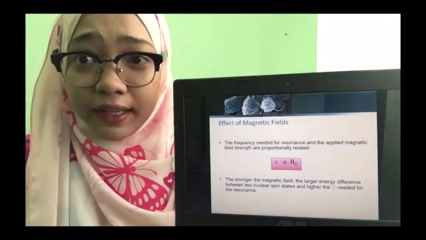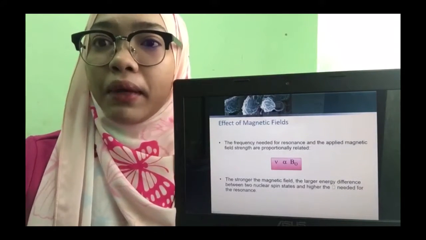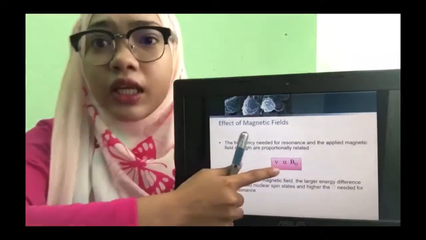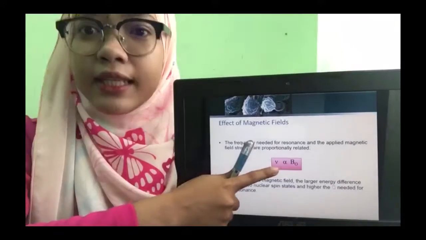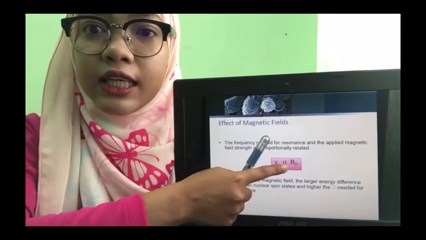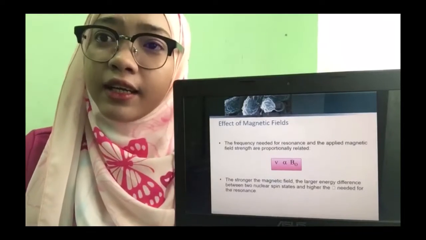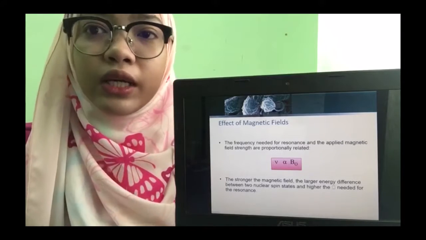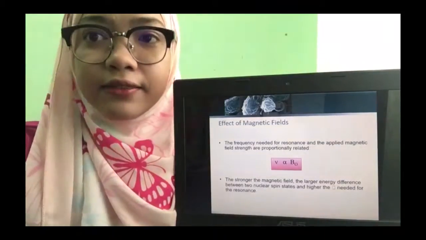So, in effect of magnetic field, we must know that the frequency needed for the resonance and applied magnetic field strengths are proportionally related. As we can see in the picture here, this ν is the frequency needed for the resonance and the B naught is the magnetic field strength. So they are proportionally related. Why? It is because when the magnetic field is stronger, there is a larger energy difference between two nuclei in spin states, and this will cause the resonance frequency needed to be higher.